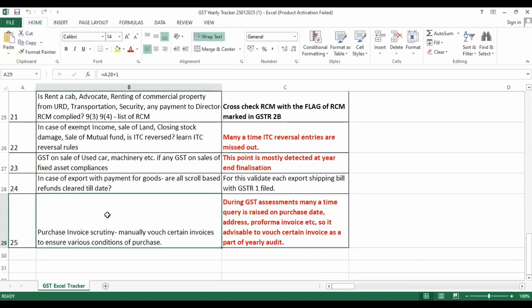Coming to the last point, purchase invoice scrutiny, manually vouch certain invoices. In the year end, you can manually validate certain purchase invoices because now even the department is coming with queries whether the purchase invoices are signed or not, whether they have address and HSN properly or not. So on a random basis, you can validate and scrutinize your purchase invoices, because if your input credit gets disallowed, it is a very huge impact on the assessee. So ensure that all your input credit is valid in terms of section 16.